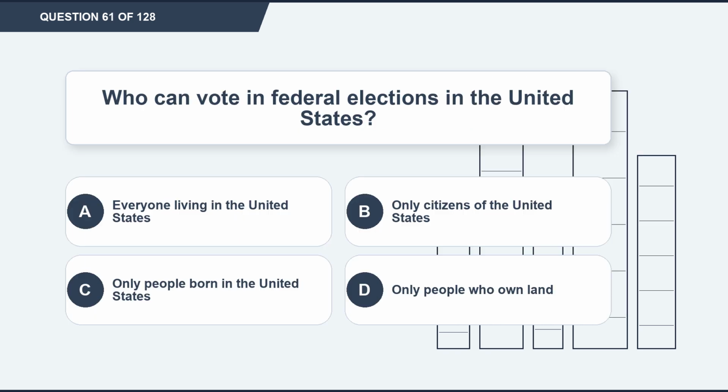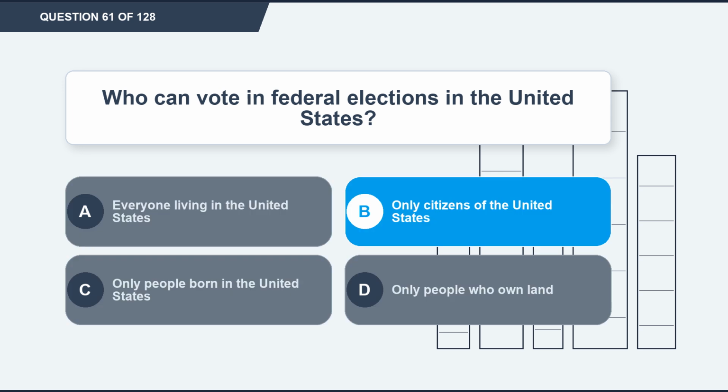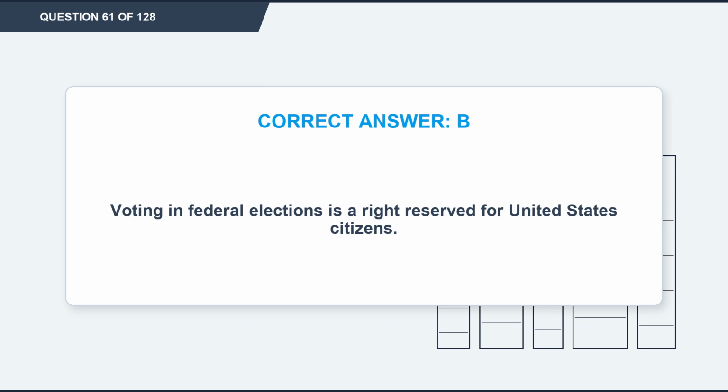Question 61. Who can vote in federal elections in the United States? Option A, everyone living in the United States. Option B, only citizens of the United States. Option C, only people born in the United States. Option D, only people who own land. The correct answer is option B, only citizens of the United States. Explanation. Voting in federal elections is a right reserved for United States citizens.